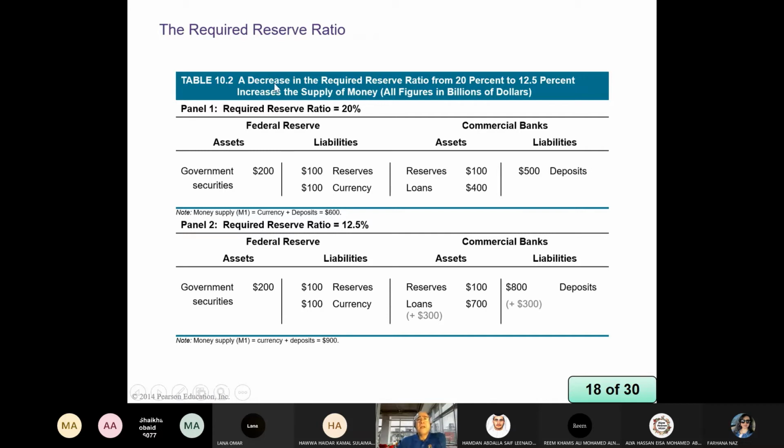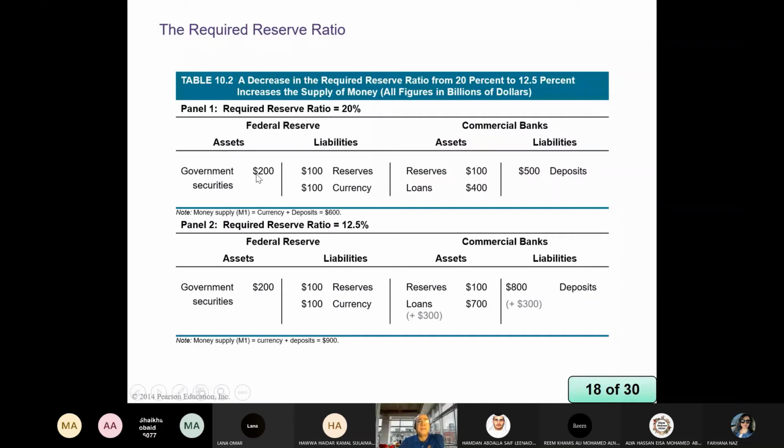See here, a decrease in required reserve ratio from 20% to 12.5% will increase the quantity of money supplied. Let's start with the central bank setting a required reserve ratio of 20%, and accordingly we will see this case. The balance sheet of the central bank is as follows.